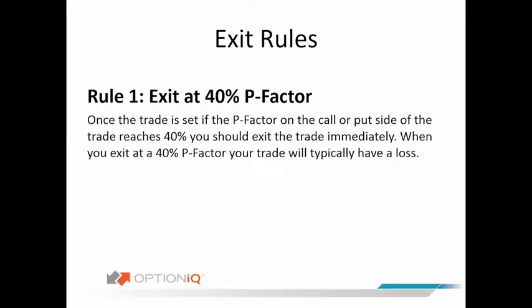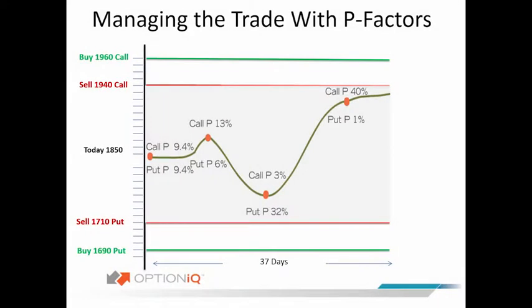Now, it says here, once you reach that 40, you should exit the trade immediately, and when you exit, your trade will typically have a loss. So again, we've talked about that, but that's just so that everybody understands how that works. So again, if I'm looking at my trade, each day I'm going to see the call P factor and the put P factor for each day that I'm in the trade. As long as I look at these numbers and I don't see 40, I put it away. There's no reason to exit because of risk. If there is a 40, I'm going to close it out. I'm going to get out of the trade.